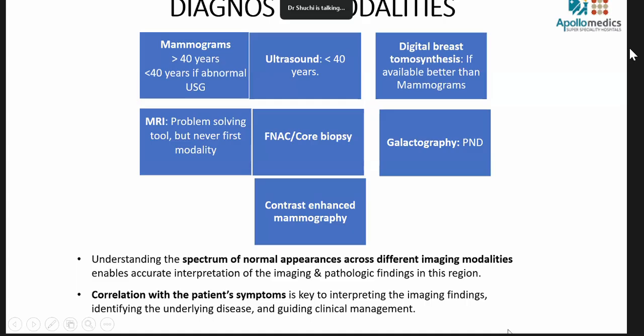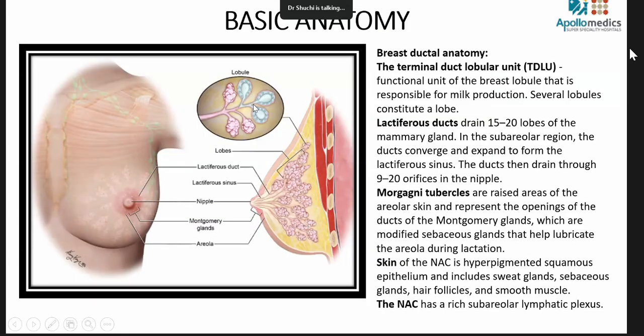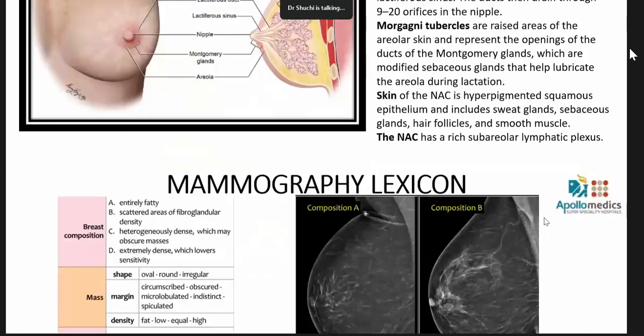Let us begin with the basic unit of the breast, the lobule, responsible for breast milk production. Several of these lobules constitute a lobe, and from these lobes there are lactiferous ducts which drain at least 15 to 20 lobes of a mammary gland. In the subareolar region, these ducts converge and expand to form the lactiferous sinus. The ducts then drain through 9 to 20 orifices in the nipple, around the area of the Montgomery glands, which are modified sebaceous glands and help to lubricate the areola during lactation. The skin of the nipple areolar complex is hyperpigmented.